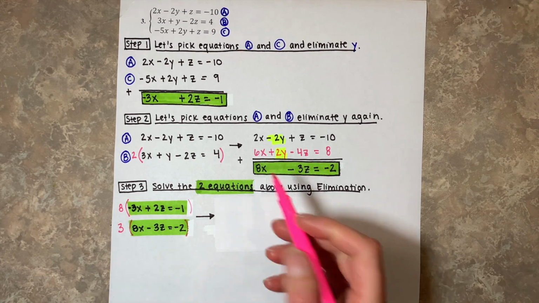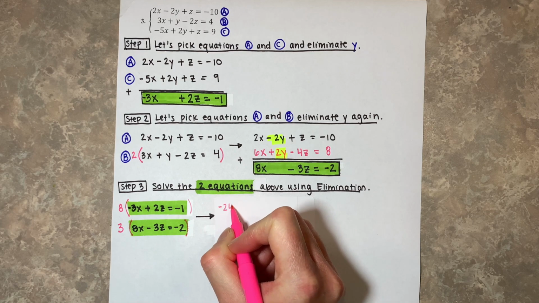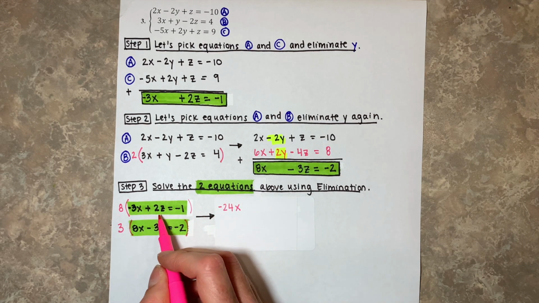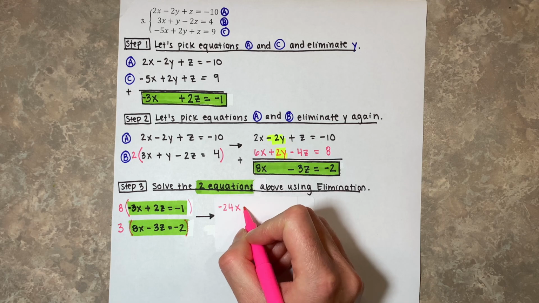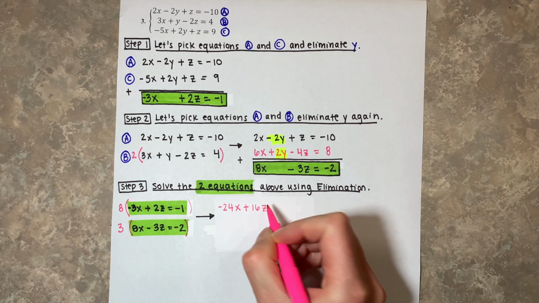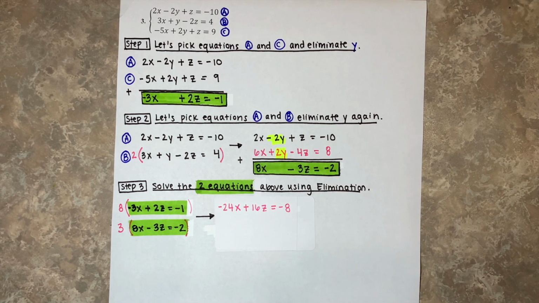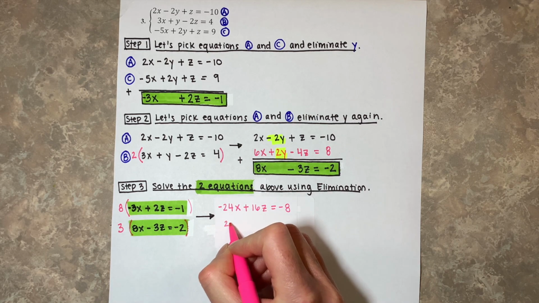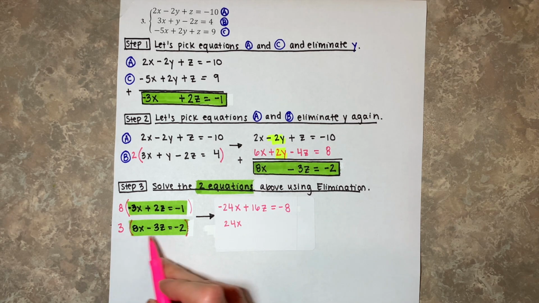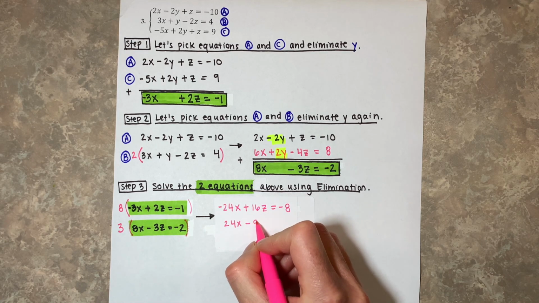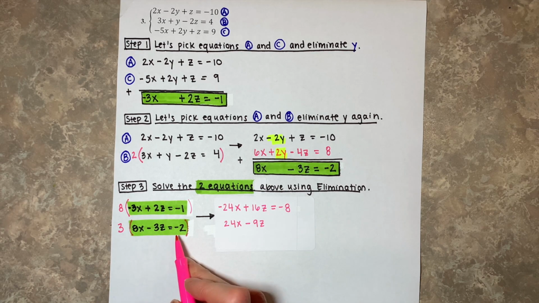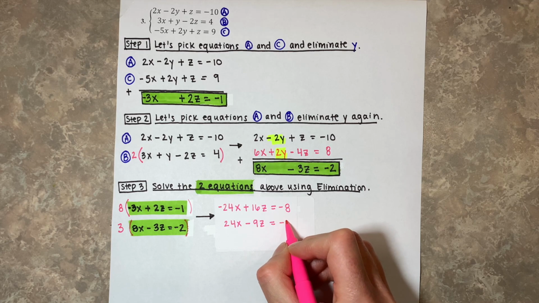8 times negative 3x will give us negative 24x. 8 times 2z will give us a positive 16z. And 8 times negative 1 will give us negative 8. Then let's multiply each term in this bottom equation by 3. 3 times 8x will give us 24x. 3 times negative 3z will give us negative 9z. And 3 times negative 2 will give us negative 6.